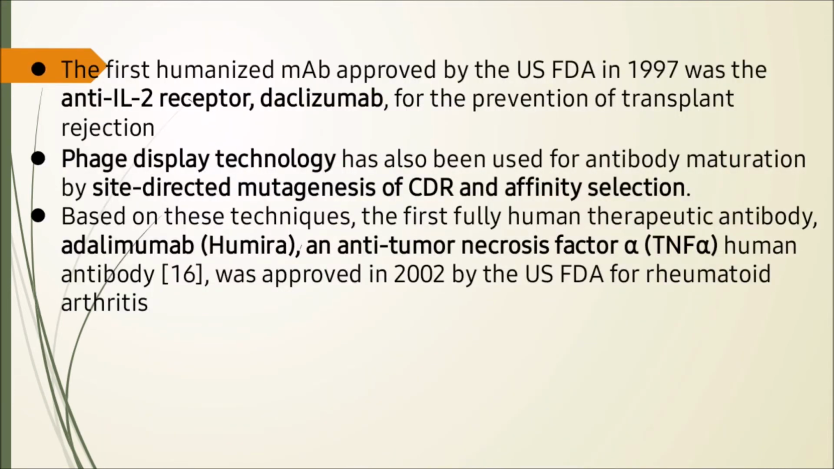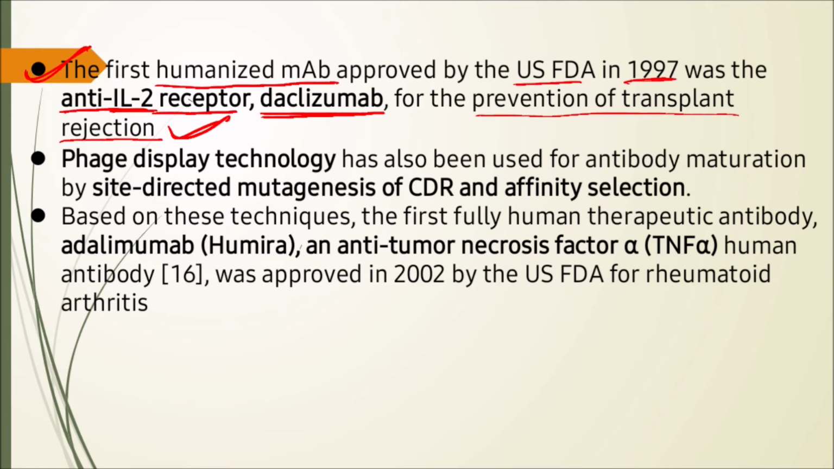So some more data I have given. The first humanized monoclonal antibody approved by the US FDA, in 1997, was anti-IL-2 receptor, that is daclizumab. Okay, remember this. This question could be asked somewhere in the GATE exam or in other exams such as DBT also. So what is the role of this anti-IL-2 receptor? The prevention of transplant rejection. Okay, so these are information-based data, so remember these things.